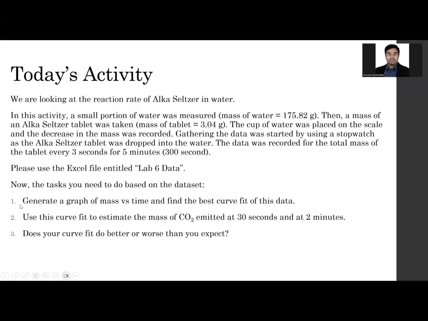Now, what I want you to do, based on this data set, this Excel file: first thing that you need to do is to generate a graph of mass versus time and find the best curve fit of this data. And the second thing that you need to do is to use this curve fit to estimate the mass of carbon monoxide emitted at 30 seconds and at 2 minutes. And in the last part, you need to explain whether your curve fit does better or worse than what you expect. Okay?